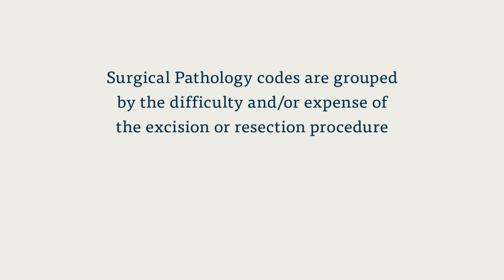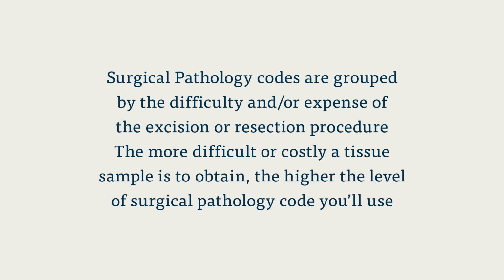These surgical pathology codes are divided by level. Each level is rather large and covers a wide range of things. They're grouped by the difficulty and/or expense of the excision or resection procedure. So, the more difficult or costly a tissue sample is to obtain, the higher the level of surgical pathology code you'll use. Surgical pathology also includes codes for Path and Lab tests that are performed during surgery. You'll probably see a question on this on the CPC exam. In this procedure, a pathologist analyzes a tissue sample during the procedure in order to ensure the surgeon has removed the appropriate amount of tissue.